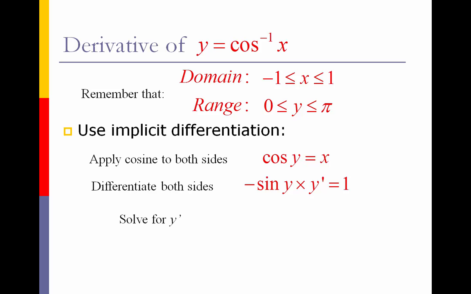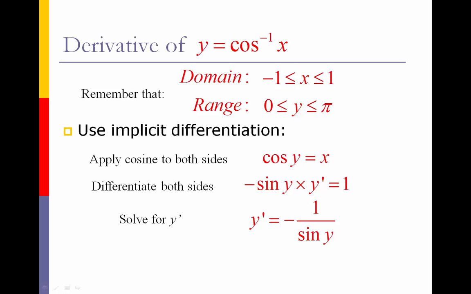Alright, now let's solve for y prime. That's fairly easy, and it turns out that y prime is equal to minus 1 over sine y. Yay, we're done. Not quite. Remember, we want y prime as a function of x, not of y. So we need to do something to get rid of that y in the denominator. It looks like we're done, but we're still working in terms of sine y, and we want to have our answer in terms of x.